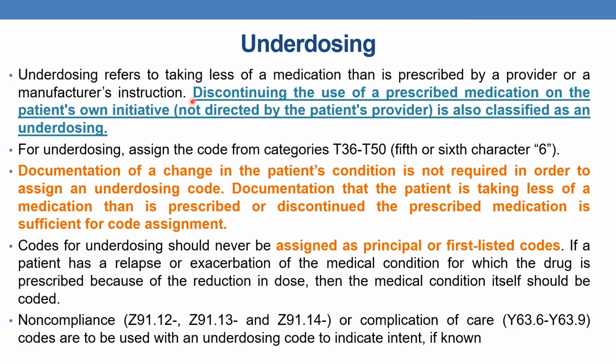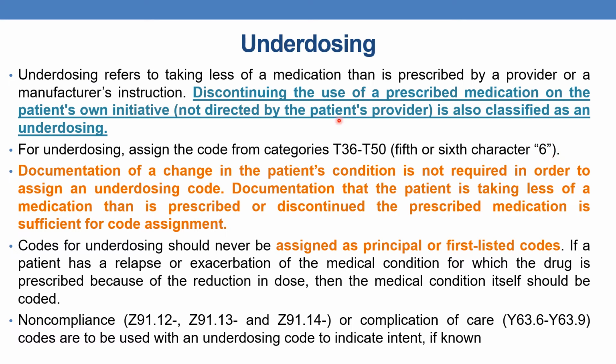Second point, the most important point, is that discontinuing the use of prescribed medication on the patient's own initiative is also classified as underdosing. Suppose a patient stops a medication by himself or herself without the instruction of a physician. Even that can be considered as underdosing. And for underdosing, assign the codes from the category T36 to T50 with 5th or 6th character 6.